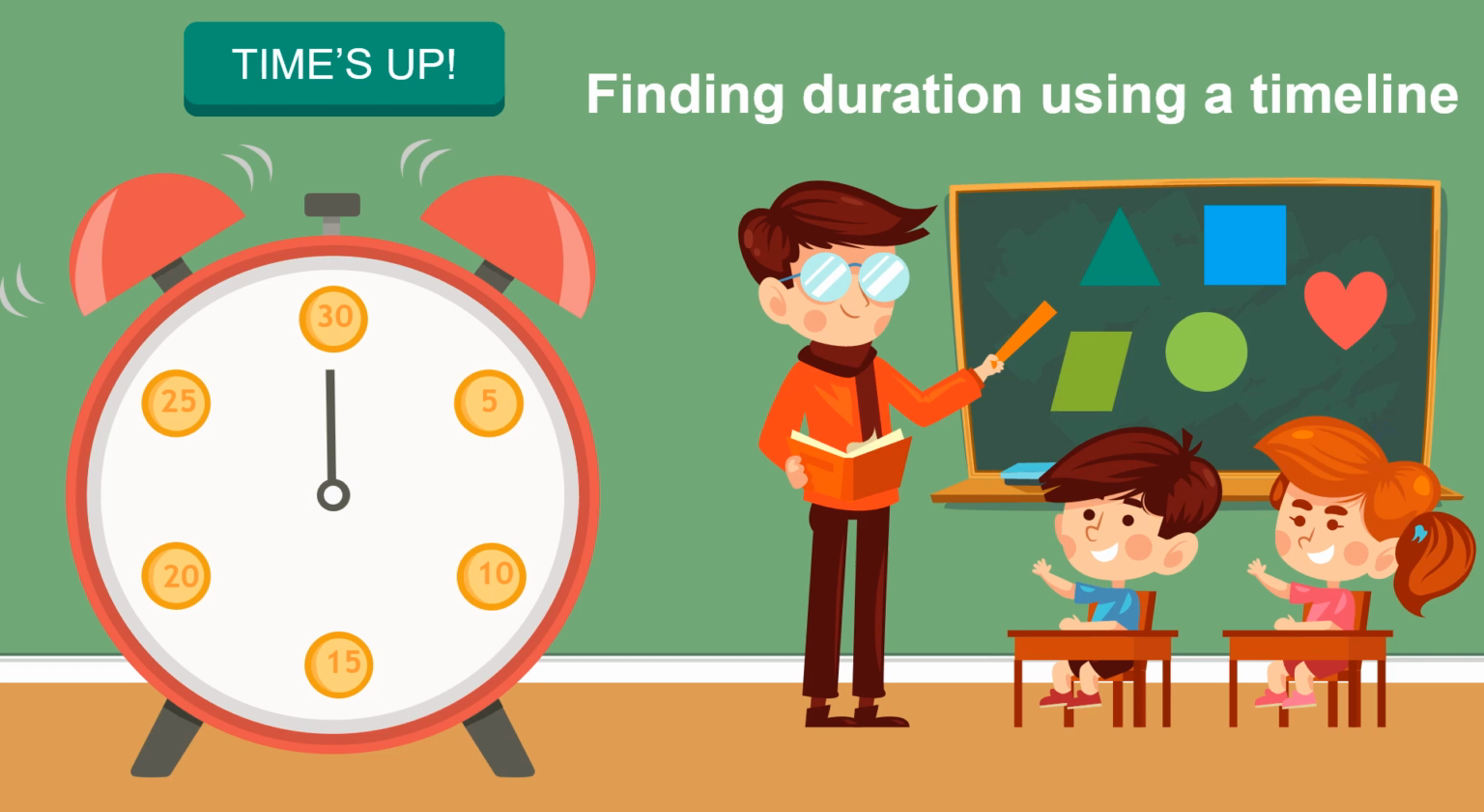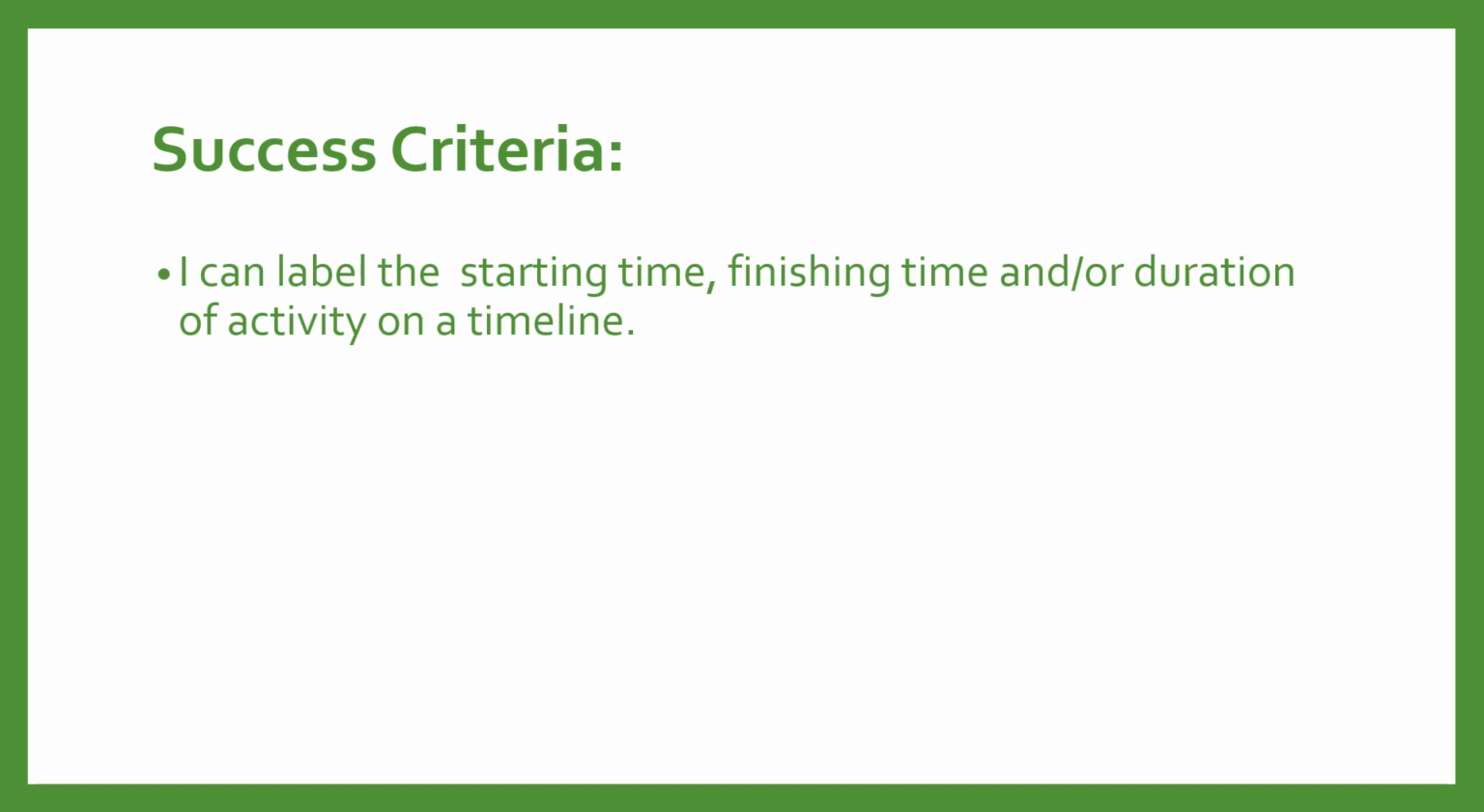In this video, I will be guiding you to find duration using a timeline. There are a few success criteria that you should look at and aim to learn. First of all, you need to be able to label the starting time, finishing time, and or duration of the activity on a timeline. So there are three important components: start time, end time, and duration. You must be able to label all of this on a timeline.